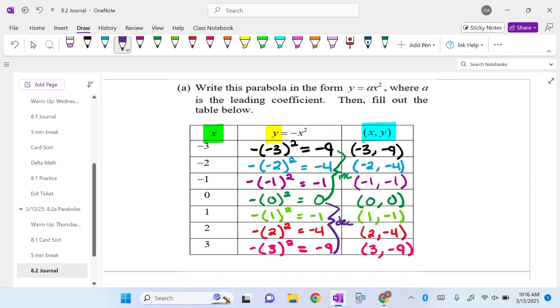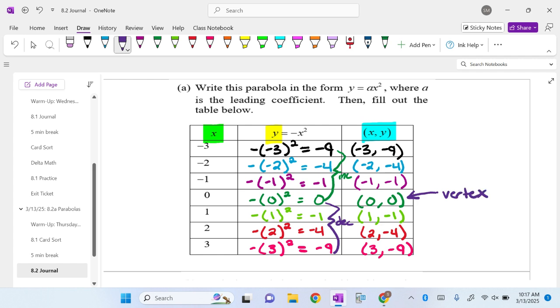So let me ask you this. Given that it goes from increasing to decreasing, where's the vertex? So where does it turn? At 0. So that's how, if I just gave you a table and told you to find the vertex, that's how you figure it out. You figure out where it's increasing, where it's decreasing, and at what point it turns. So this point right here, 0, 0, is our vertex.